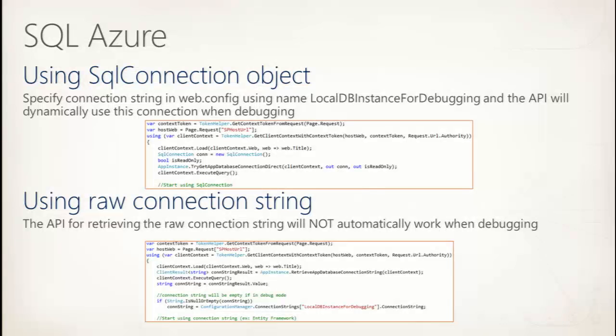If I want the raw connection string, that does not work in debugging. So I can't call the API to get the connection string during debugging. We'll take a look at this. But what I can do is a really quick condition. I can try to get the raw connection string, and if that comes back empty, then I can automatically just pull it out of my web.config. So we'll look at that.